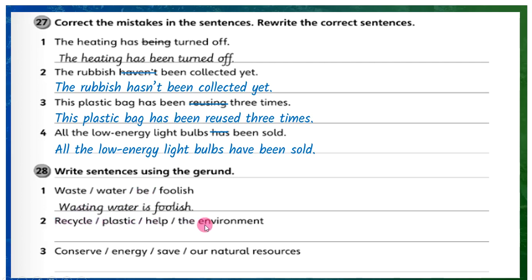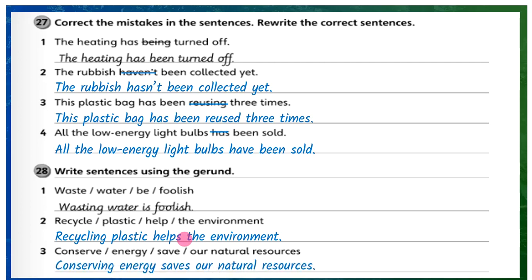Recycle plastic help the environment. So recycling plastic helps the environment. Conserve energy, save our natural resources. It's conserving energy saves our natural resources. And as we said here, if the verb ends with an e, we're going to remove the e and put ing.